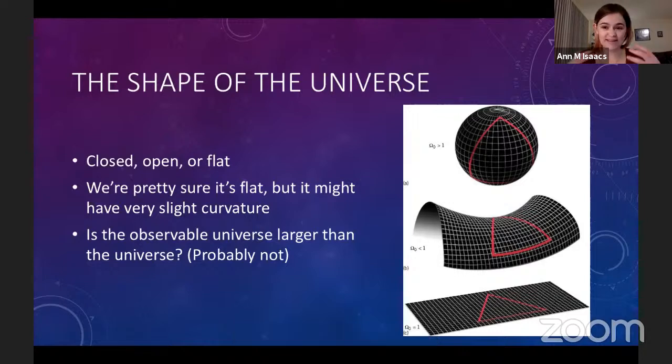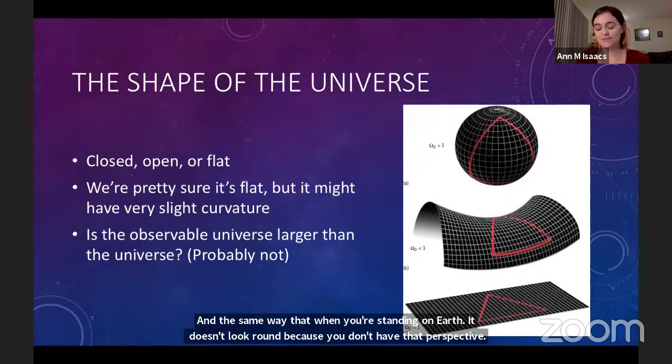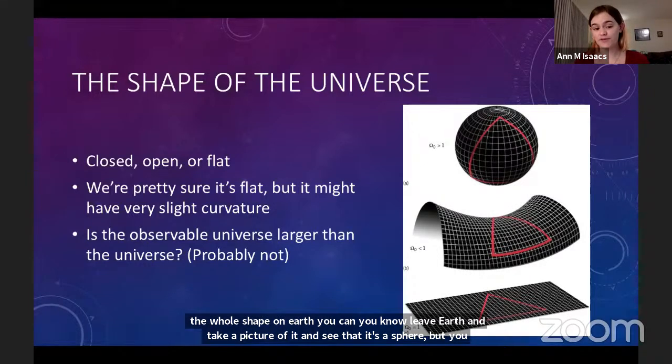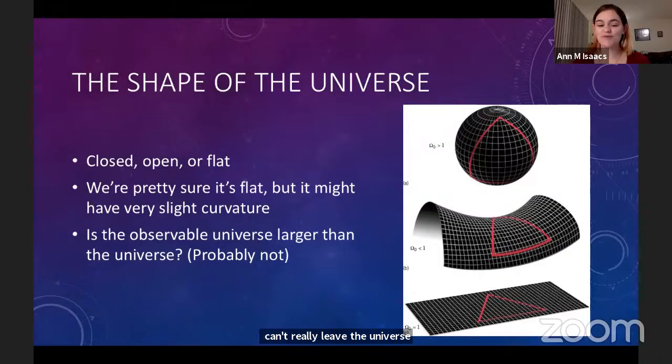So our measurements right now say it's flat, but we occupy such a small part of the universe that there is absolutely a possibility that the universe could be a different shape and we just aren't able to observe it fully. Here's a fun one, though.